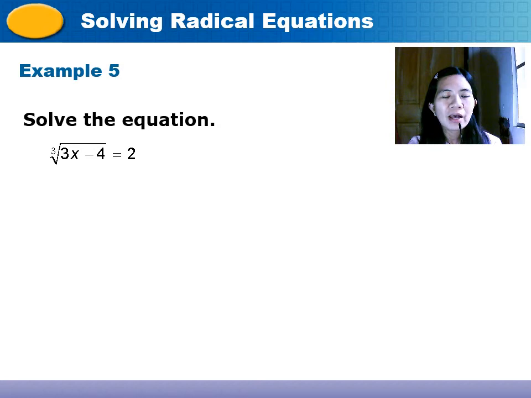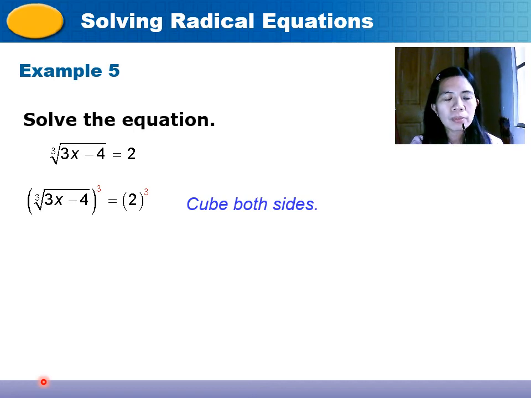Okay, let's have example number 5. So we have here the cube root of 3x minus 4 equals 2. So if our index is 3, meaning we will raise both sides of our equation to the cube. Now, 3 divided by 3 equals 1. And here, 2 cubed is equal to 8. So simplify: 3x minus 4 equals 8.